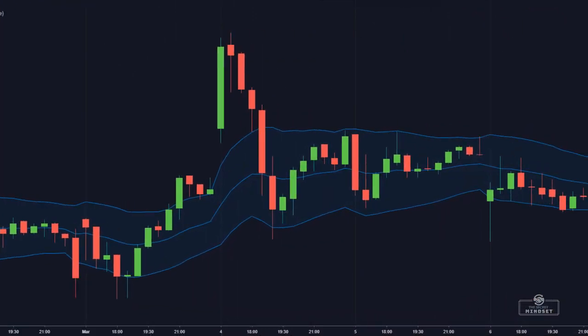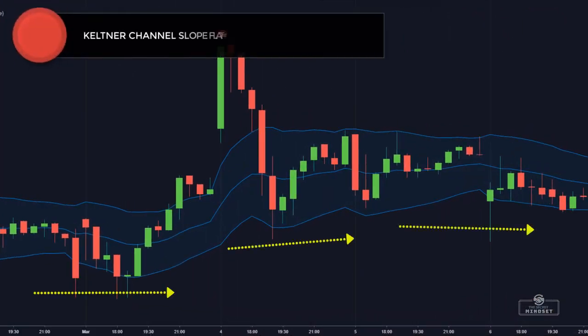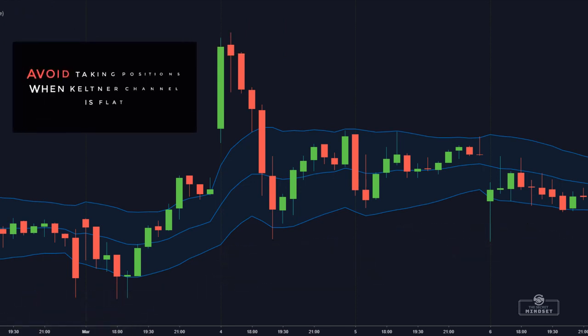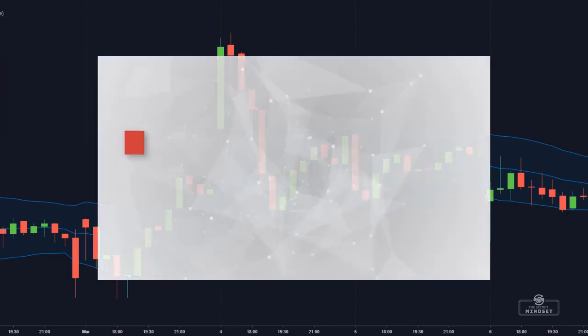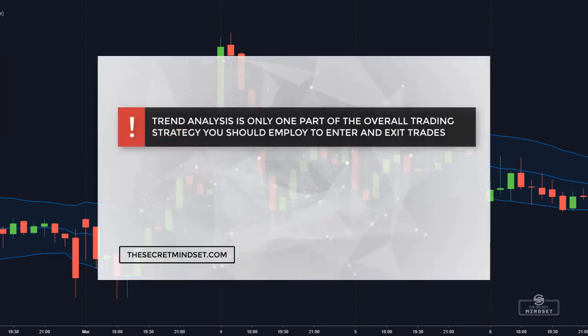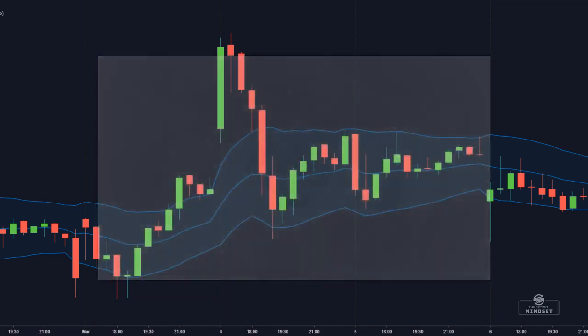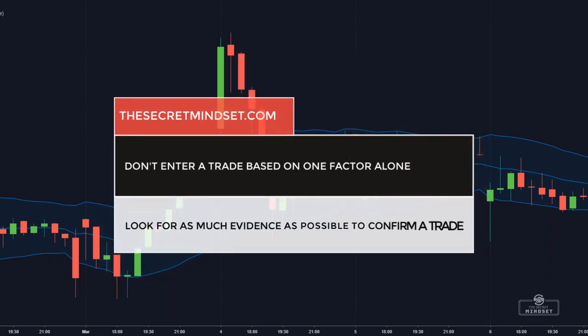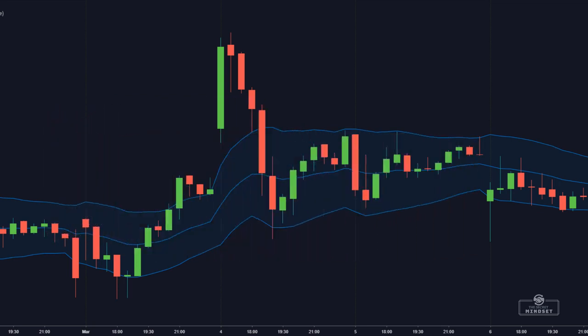When the Keltner channel slope is flat, this is a signal that the market is in a range. In other words, no main trend is identified on the market. You should avoid taking positions when this market condition is met. Keep in mind that trend analysis is only one part of the overall trading strategy you should employ to enter and exit trades. It is never a good idea to enter a trade based on one factor alone, which is why you must look for as much evidence as possible to confirm a trade.